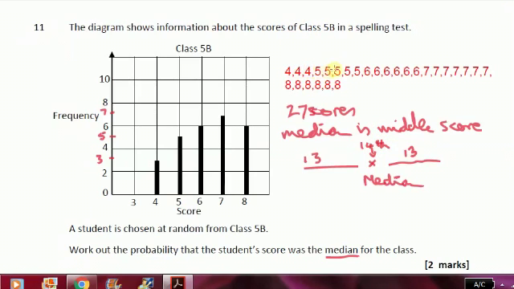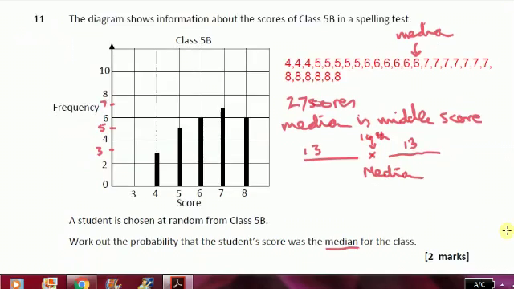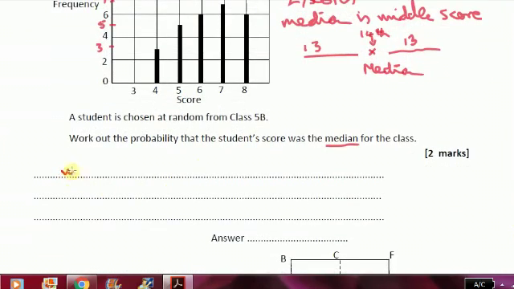1, 2, 3, 4, 5, 6, 8, 9, 10, 11, 12, 13, 14. That is my median there, and that means the median will be 6. But that's not the answer. The question says work out the probability that the student score was the median. So we've got to work out the probability of the score being 6.